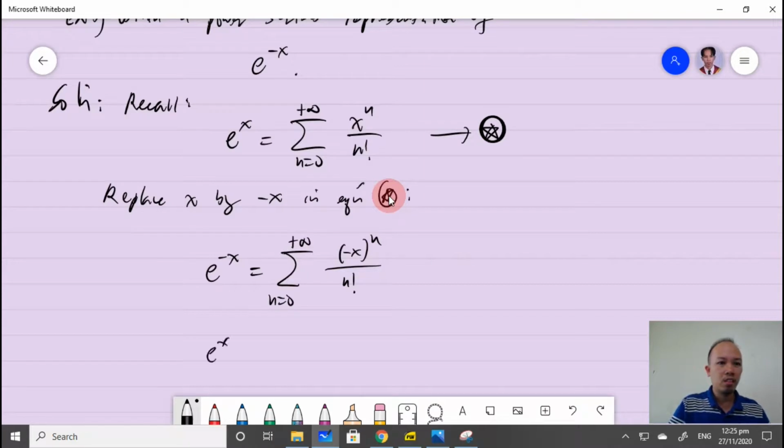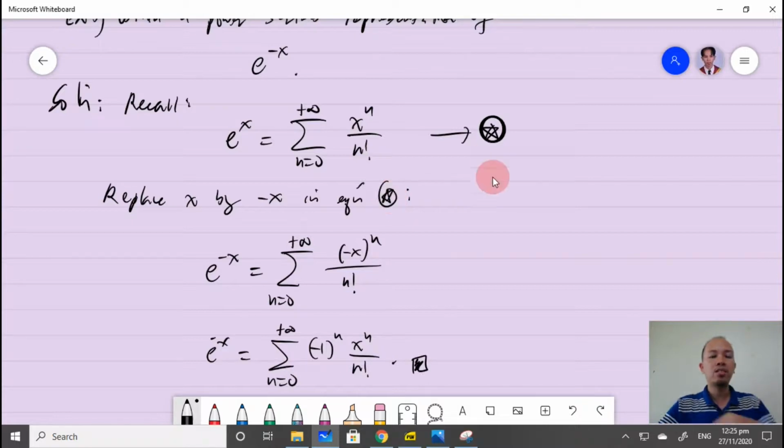And this is very easy. Simplify. This is negative 1 to the n, x to the n over n factorial, n starts from 0 to positive infinity. So we are done. That's easy.